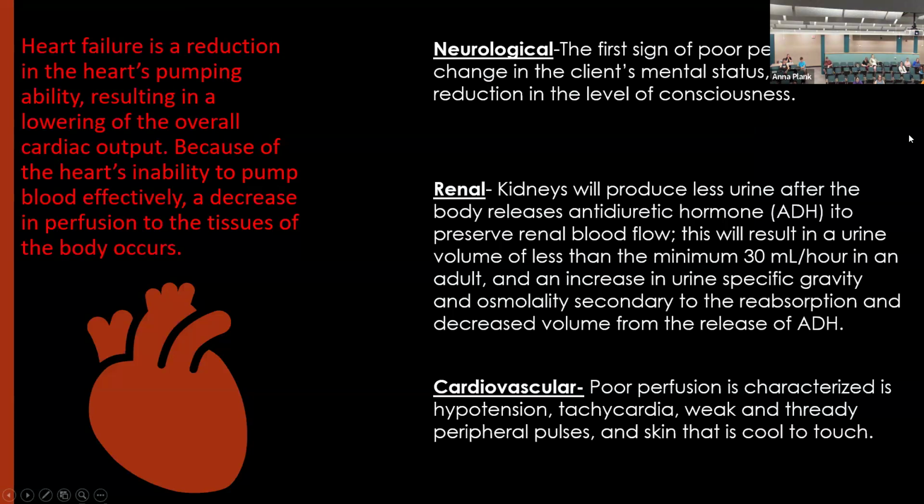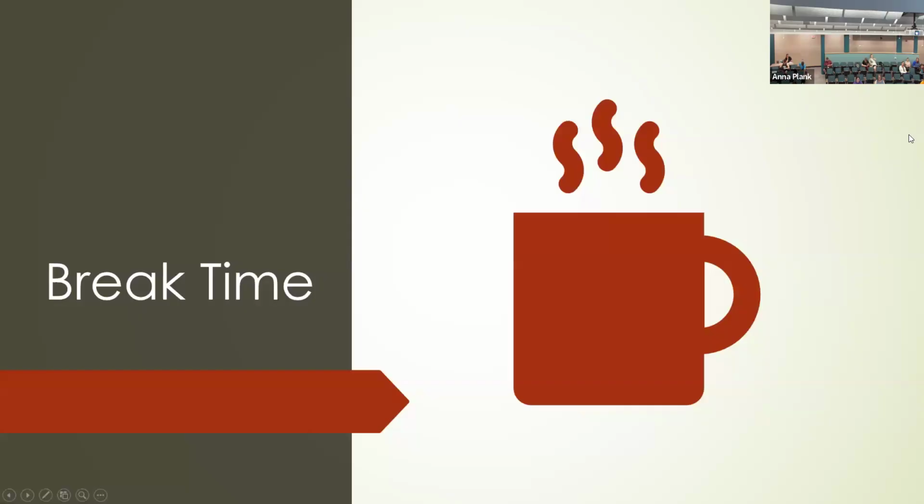Hypotension, yeah. So the first sign is gonna be our altered mental status, right? Less renal output, so less than 30, and we're gonna have an increase in the specific gravity, because it's not reabsorbing, and we're gonna have poor perfusion, right? Okay, does that make sense? I know it was a little bit of a fast review, but is it okay so far?